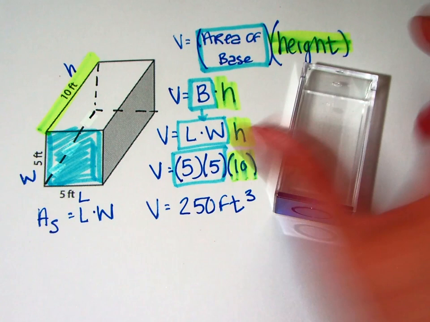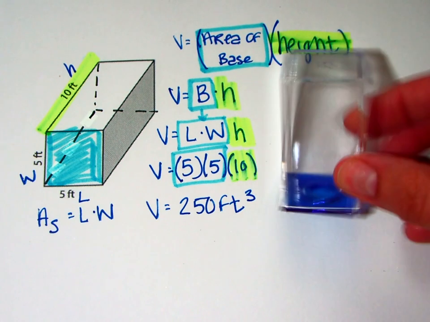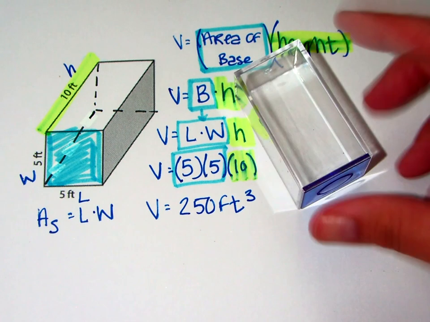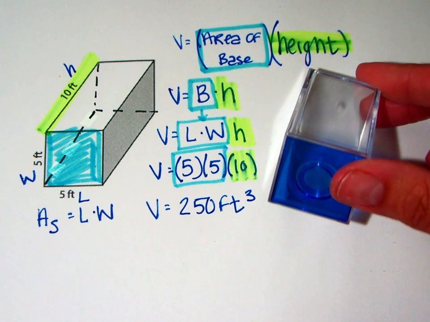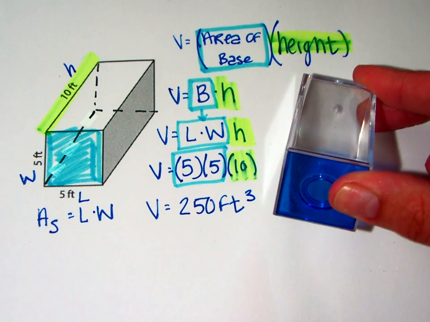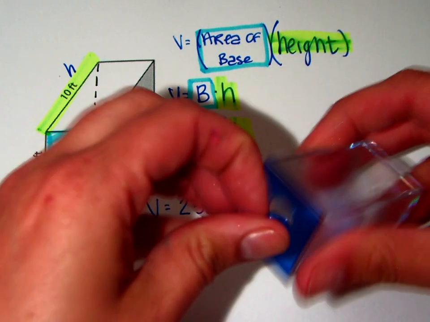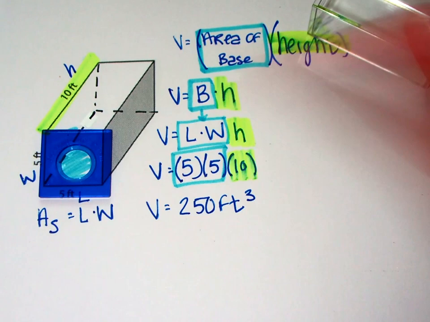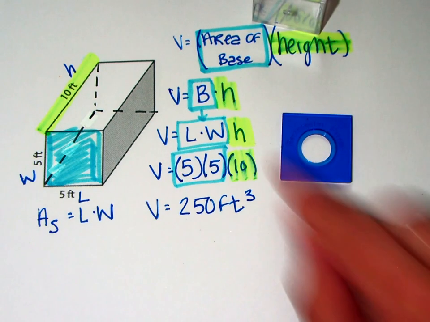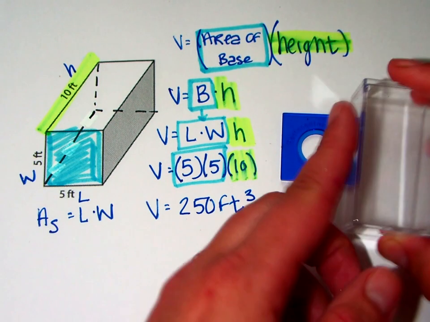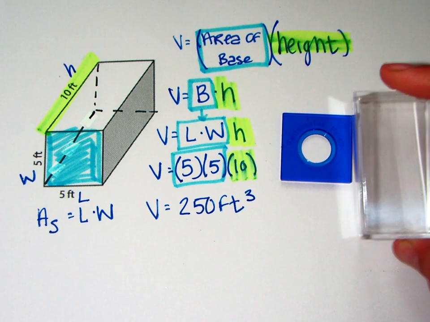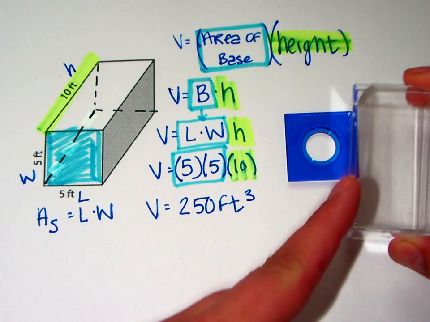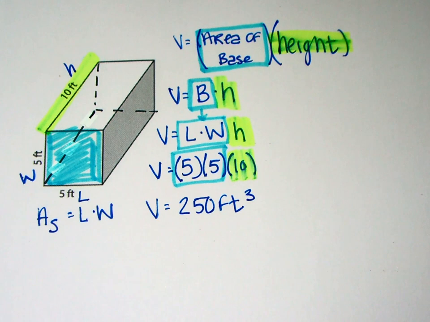Now, if it was sitting upright and the base was at the bottom, my height would be vertical. If the shape is lying on its side and my base is facing up, my height is here. So this just helps you. Also, let me see if I can pull this out. This helps you see the base shape. My base shape was a square, so we used length times width, and then we just multiply by the height, not how tall the shape is, but the distance between this square and this one. So let's try the next one.